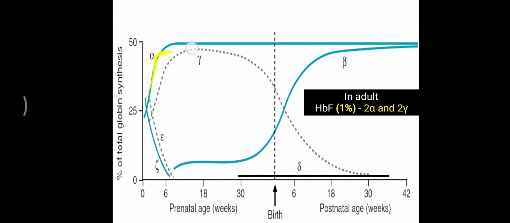During embryonic life, alpha chain production starts and continues throughout life. The gamma chain, which is present in fetal hemoglobin, also starts to be produced just after the alpha chain. The gamma chain is predominant during embryonic life, but after birth it gradually decreases. At the time of birth, gamma chain production is still higher compared to the beta chain. Why am I talking about the beta chain? Because in adult hemoglobin, alpha chain and beta chain are present. So this graph shows how fetal hemoglobin and adult hemoglobin are predominant during prenatal age and postnatal age.